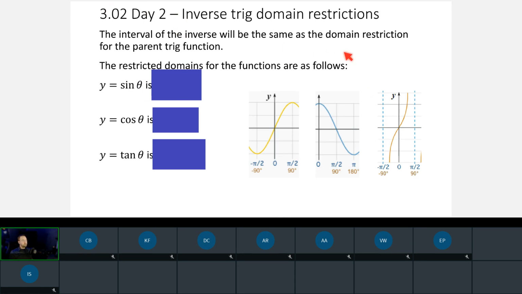All right, inverse trig domain restrictions. The interval of the inverse will be the same as the domain restriction for the parent trig function. The restricted domains for the functions are as follows. So what is the domain? And I actually gave you the picture to kind of give you the answer for these three. Actually, I didn't tell you which one was sine, cosine, or tangent. All right. What is the domain for sine?